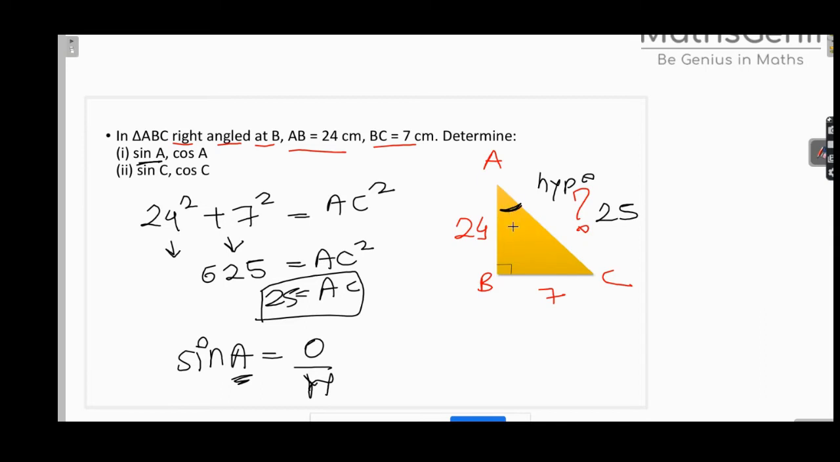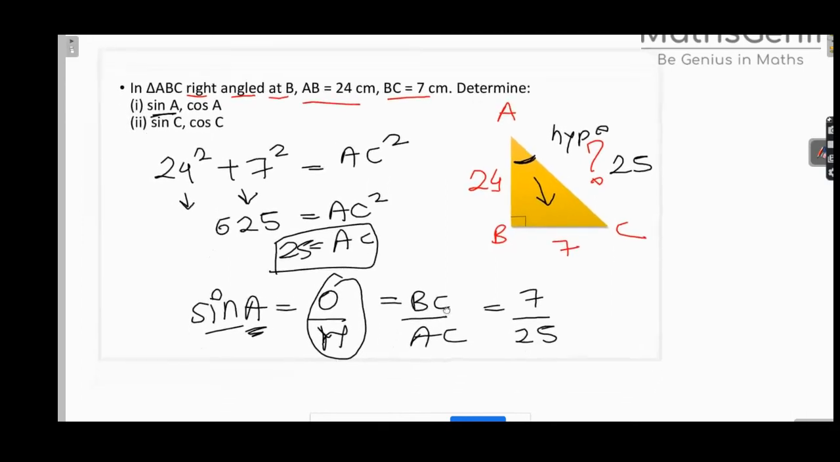What is the opposite side of sine A? Of course it is this, which is BC. Upon what is hypotenuse? Hypotenuse is the side opposite to 90 degree. Hypotenuse is AC. So BC value is 7 and AC value is 25. So with the help of OH, I found out sine A.